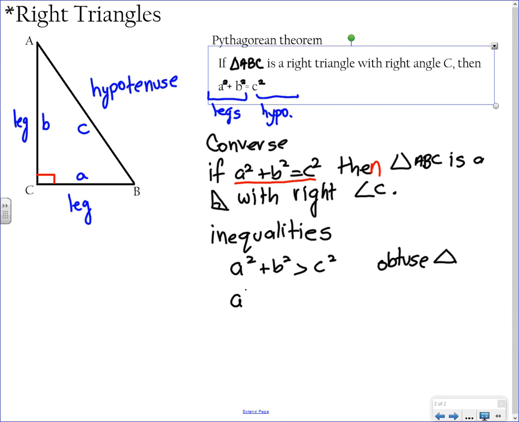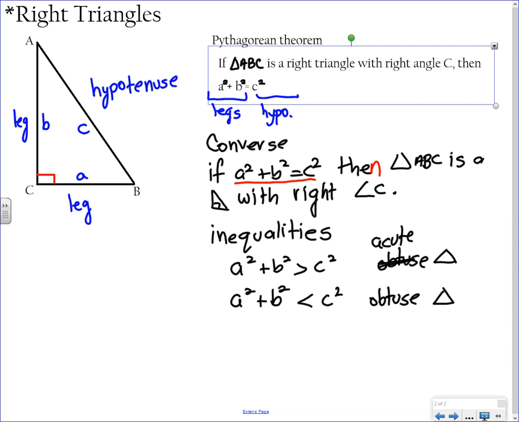Now, the next inequality is the following. If the hypotenuse is not smaller, then it has to be larger. I'm sorry, I messed up right here. It's not obtuse, it is acute. And then this will give you an obtuse triangle.